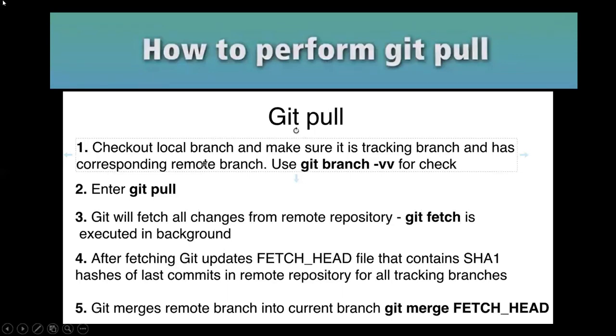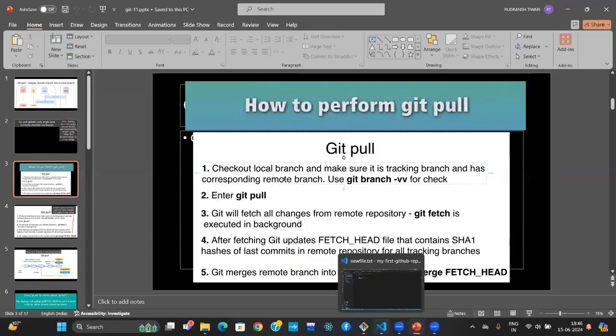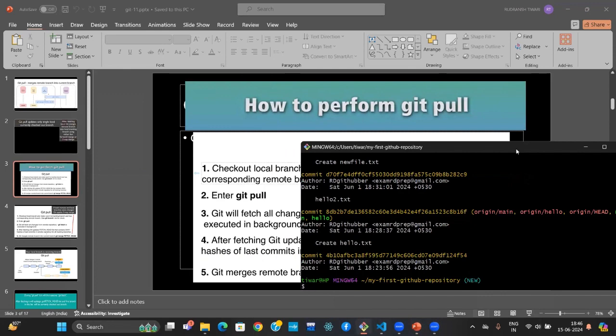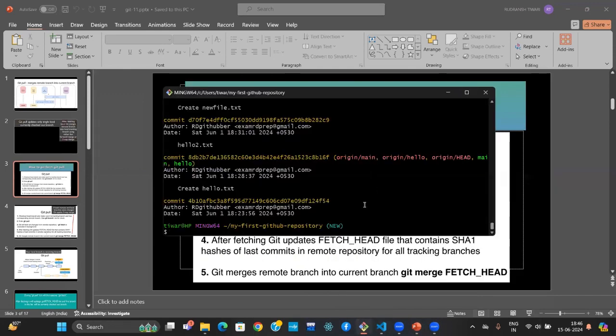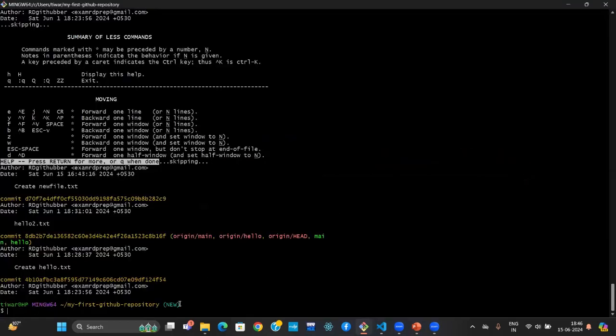So git pull is basically when you are inside the remote Git portion and you pull. Firstly, these commands will run: check out the local branch and make sure that it is a tracking branch. So just open my Git Bash shell here. You can see some commands, so just clear it. Okay, here we are moving forward, so here's the new portion.